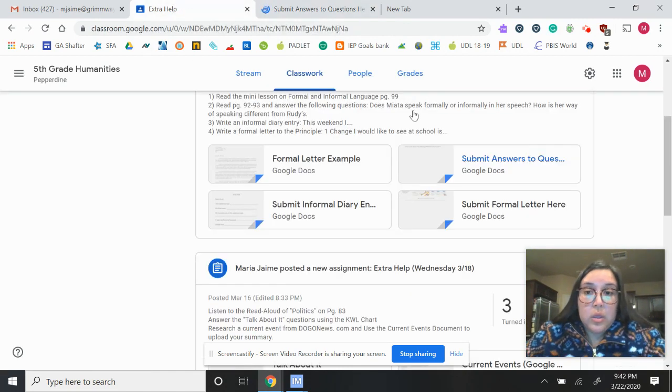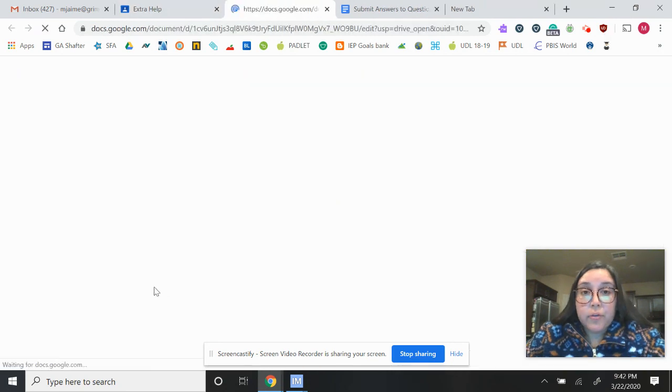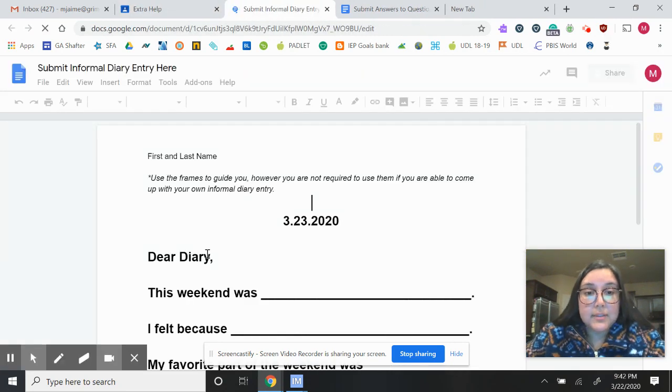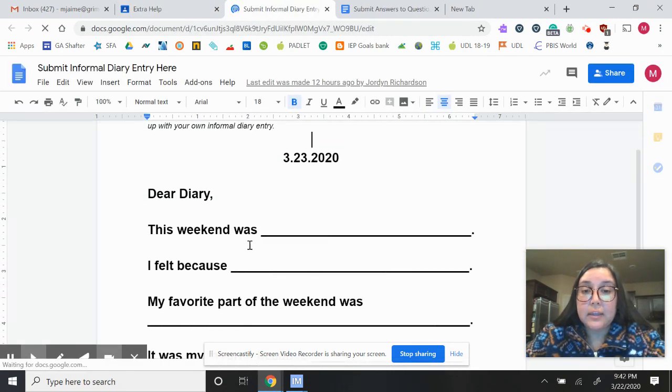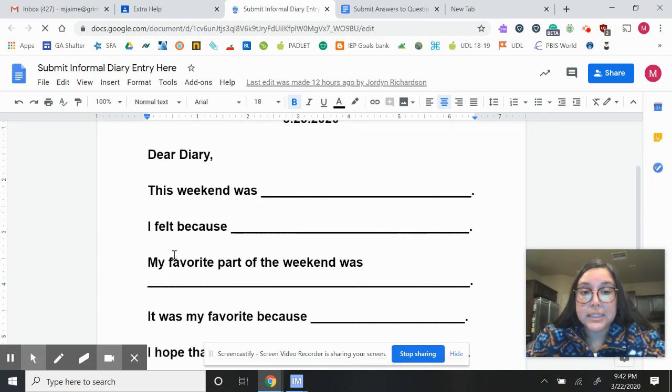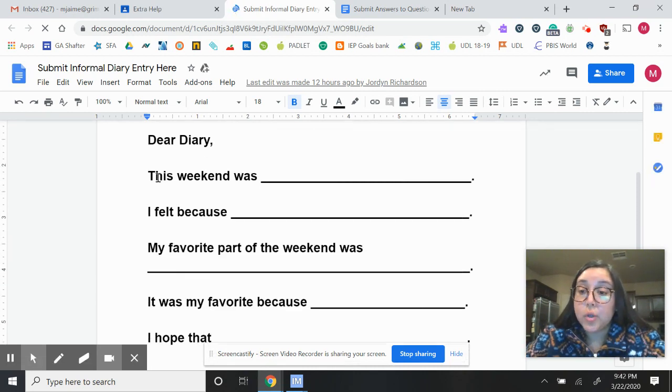Okay. The next thing is the informal diary entry. This is all about what you did this weekend, and if you have a hard time getting started, there are sentence frames that you can use. If you don't need the sentence frames, just delete them and put your own entry in. I do want to highlight here that you want to start by saying Dear Diary, and we put a comma because it's addressing it to the diary.